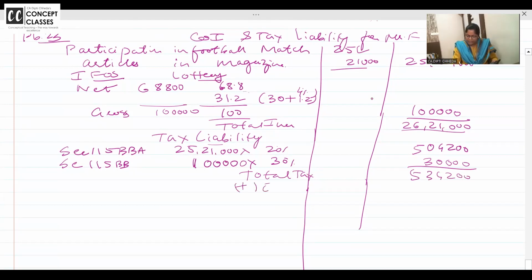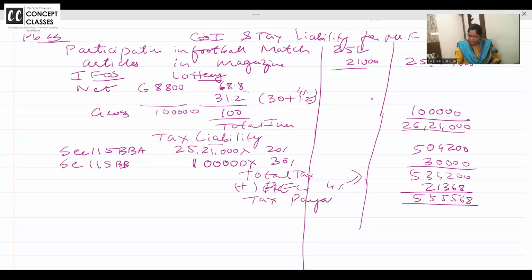534,200 plus health and education cess at 4%, that is 21,368, plus 534,200, gives 555,568.